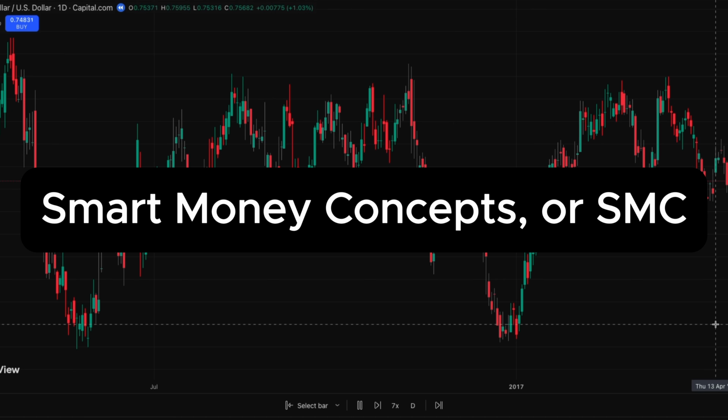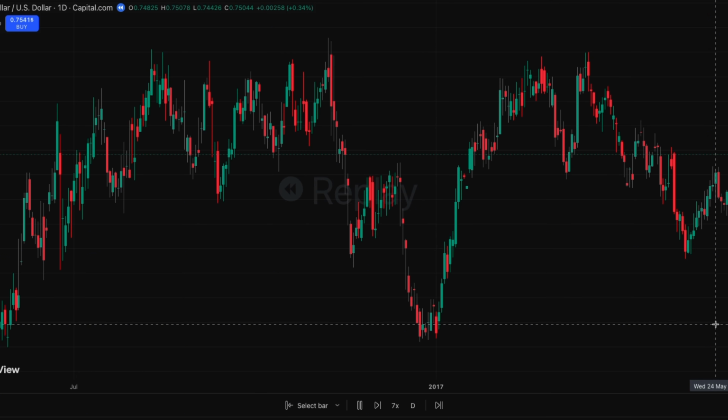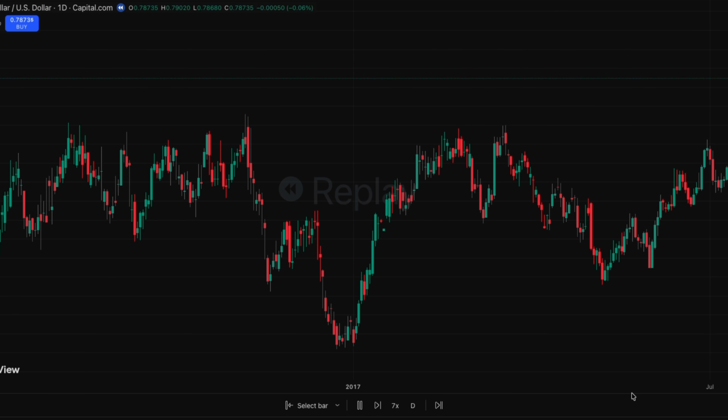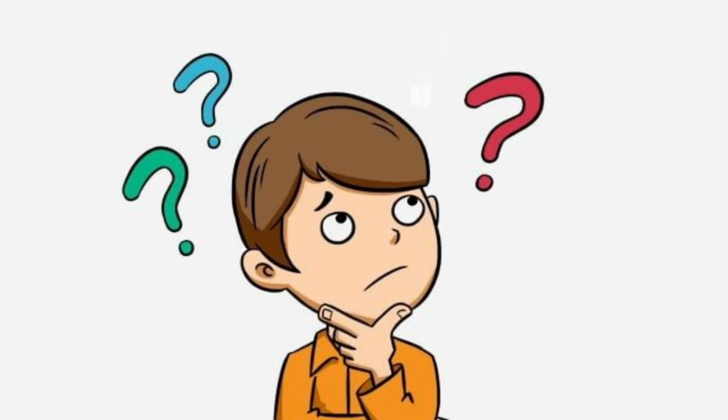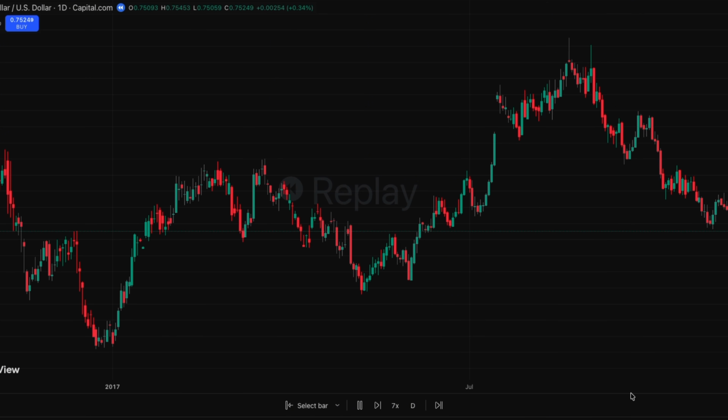Smart money concepts, or SMC, can feel confusing at first. You learn terms like liquidity, order blocks, and fair value gaps, but then you open the chart, and it still feels random. It almost feels like everyone else understands something you don't. But here's the truth. You're not the problem. You've just never been shown how to connect everything in a simple, structured way.